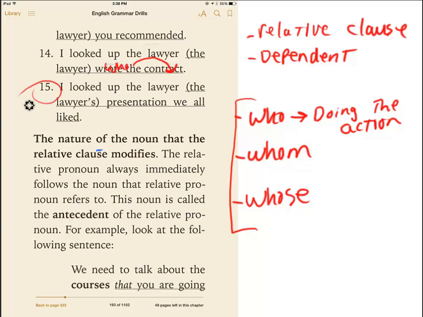And then next time we're going to look at some more examples of when to use who, whom, and whose. I'll see you in the next video.